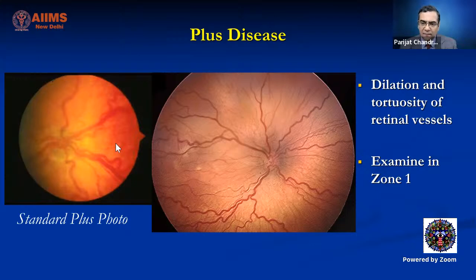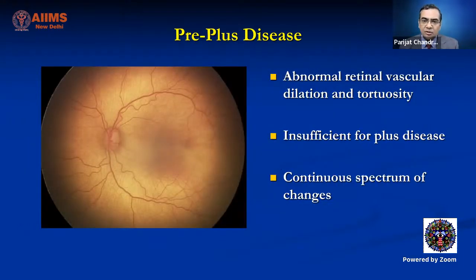Now you need to examine this in zone 1. Don't examine this in zone 2 or zone 3. If you find the posterior vessels dilated and tortuous, you call this plus disease. Plus disease should be called only at the posterior vessels and not on anterior vessels.